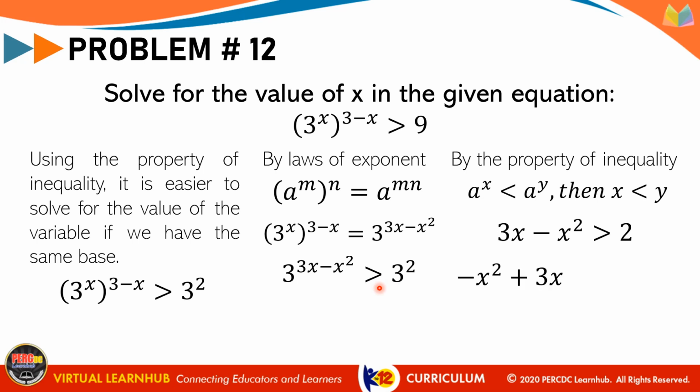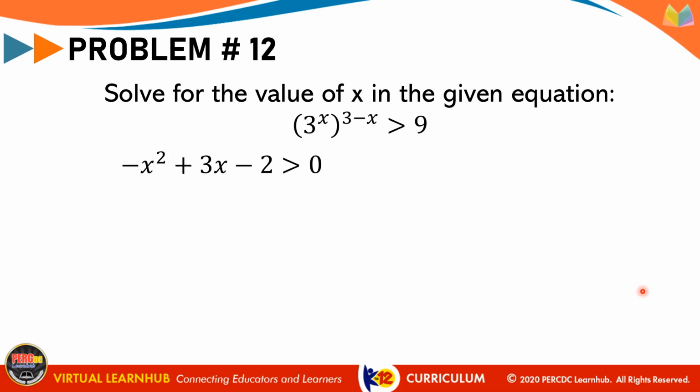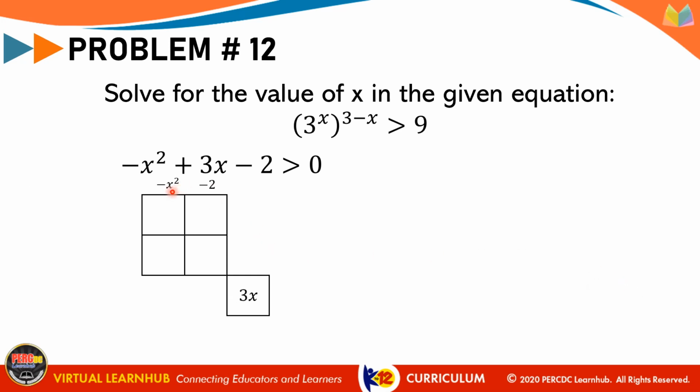Rearranging these terms, we will have negative x squared plus 3x, and then we transpose 2 to the other side, it will become negative 2 greater than 0. So now, since we have the quadratic inequality negative x squared plus 3x minus 2 is greater than 0, we will now solve for its roots. So solving for the roots of the quadratic equation, I use this magic square. So we will put the negative x squared here and negative 2 here, and then the middle term 3x in this box.